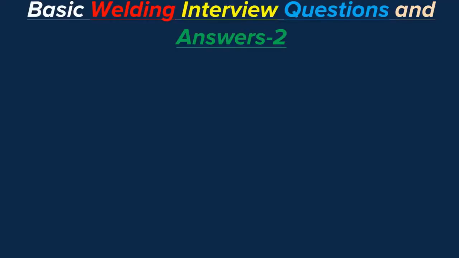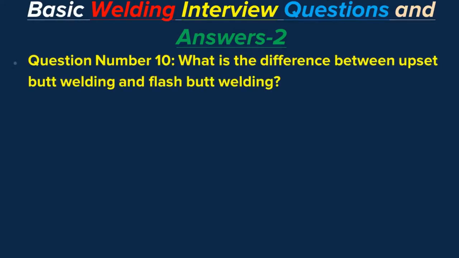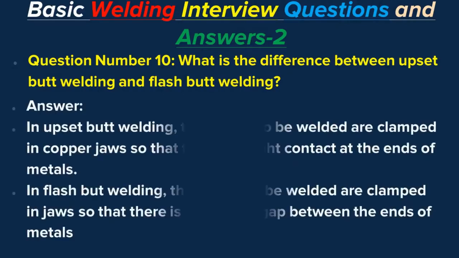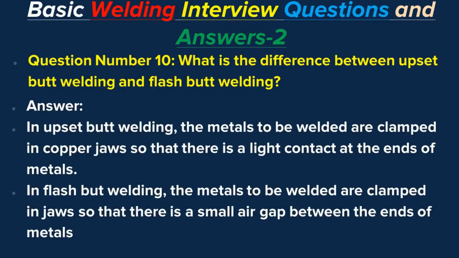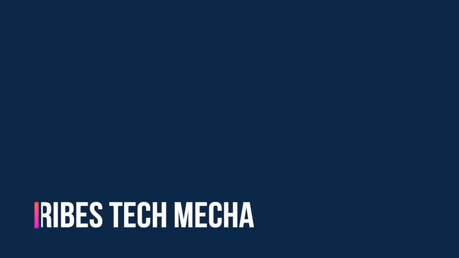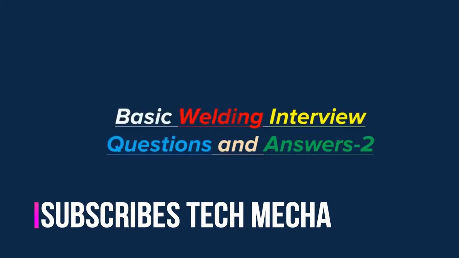Question number 10. What is the difference between upset butt welding and flash butt welding? Answer. In upset butt welding, the metals to be welded are clamped in copper jaws so that there is a light contact at the ends of the metals.